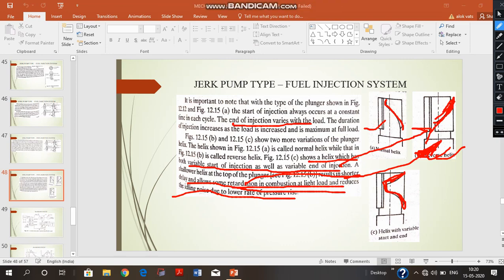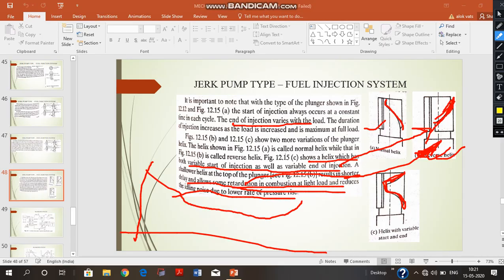In those idling conditions, which I have already mentioned while describing the carburetors, idling speeds are when there is no load condition. In the no load condition, we require a richer mixture, but we do not require a higher pressure rise. So in those conditions, the reverse helix could be very useful.